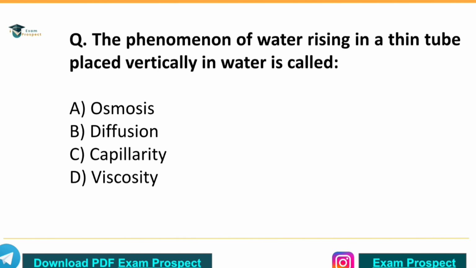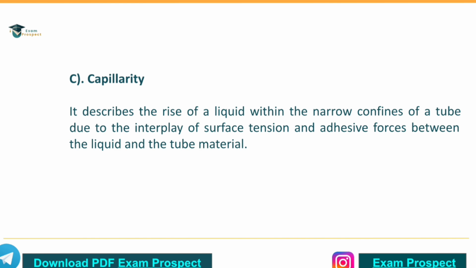Next question. The phenomenon of water rising in a thin tube placed vertically in water is called? The correct answer is option C, capillarity. It describes the rise of liquid within the narrow confines of a tube due to the interplay of surface tension and adhesive forces between the liquid and the tube material.